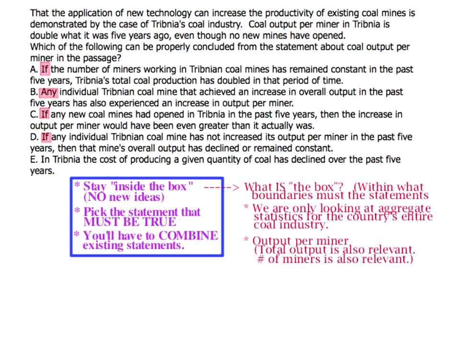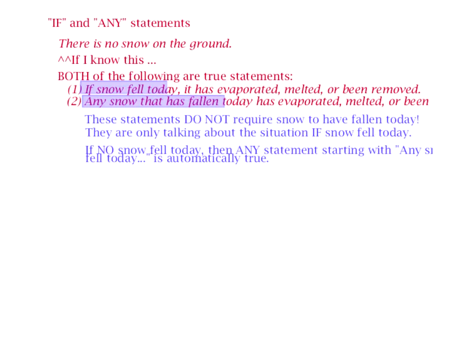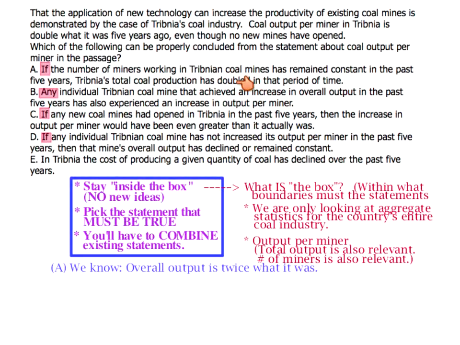So A, we know overall coal output is twice what it was. Remember, in these statements, we only have to consider the case in which it actually snowed. In this statement, we only have to consider the case in which the number of miners has been constant. So if the number of miners is the same, well, think about what that means, right? Because overall output is basically number of miners times output per miner.